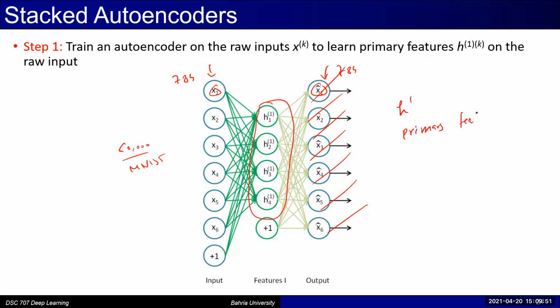Okay, so it is the same thing which we did previously, right? But there is something afterwards. Train the autoencoder, throw away the decoder, pass your data, convert all your data or map all your data to primary features, which we are calling H1.